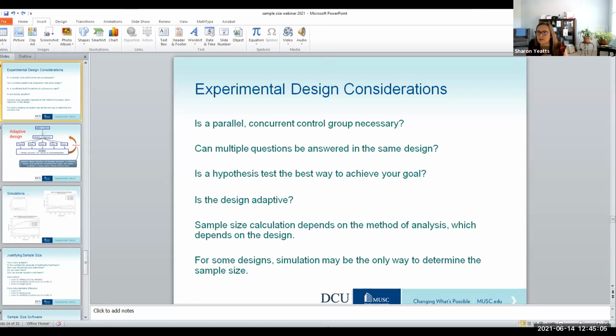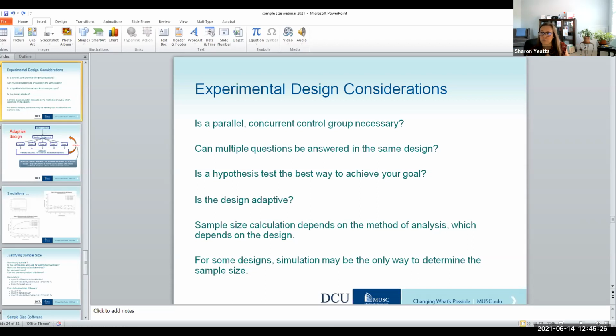Maybe it's not. If you're talking about selection designs, they would allow you to select the best dose or the best intervention even without doing a hypothesis test. And so your sample size calculations then would want to focus on your method for selection and not the p-value from the hypothesis test.